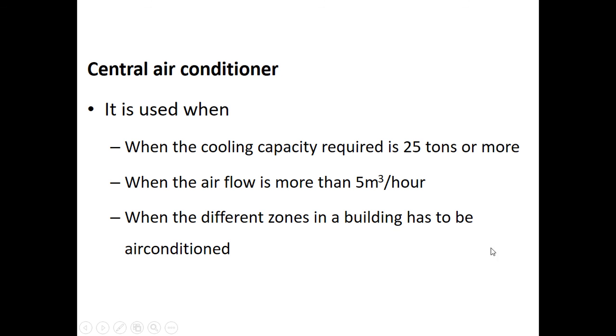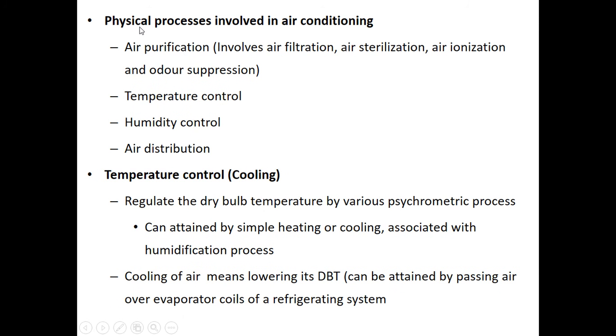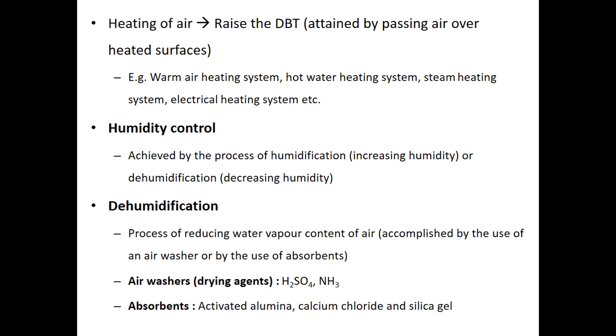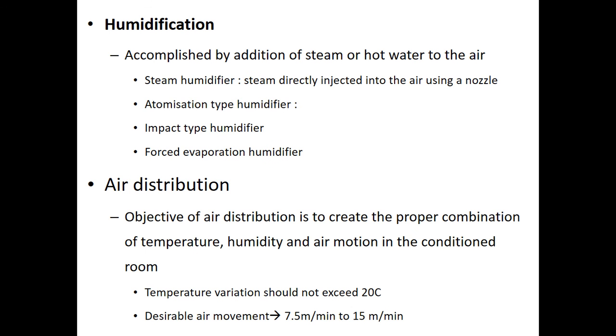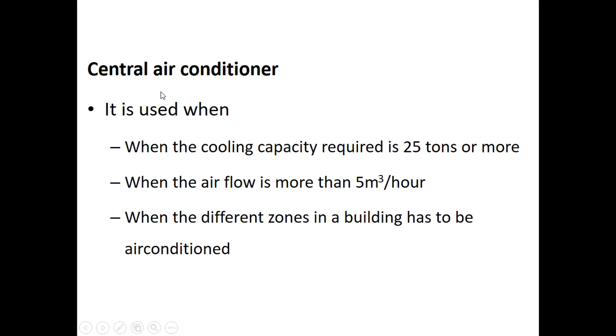So let's go through the few topics which we discussed. We discussed the physical processes involved in air conditioning: purification, temperature control, humidity control, and air distribution. We have gone through all the processes in detail. Then we discussed the window air conditioning. Please note that it's also called unit air conditioning. It has two parts, an outdoor part and an indoor part. And then we discussed the central air conditioning. Thank you.